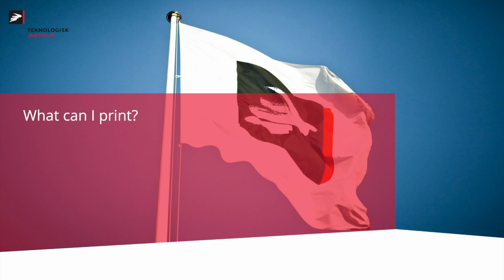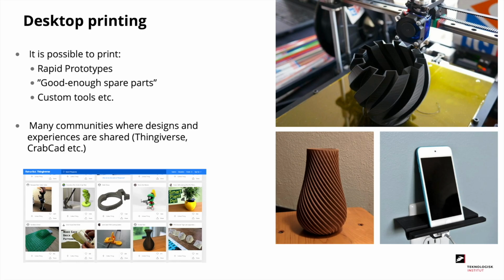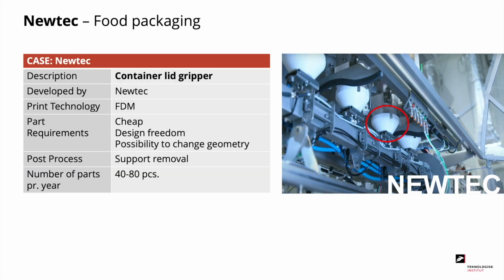Now it's time to look at what you can actually print with FDM printing. When using a standard desktop FDM printer, it is possible to print rapid prototypes and spare parts that are good enough, and all sorts of custom tools and gadgets. Also, there are many online communities where you can go and find a design you like and print it right away for free. Looking at a specific case, we here have a container lid gripper from the company NewTek.